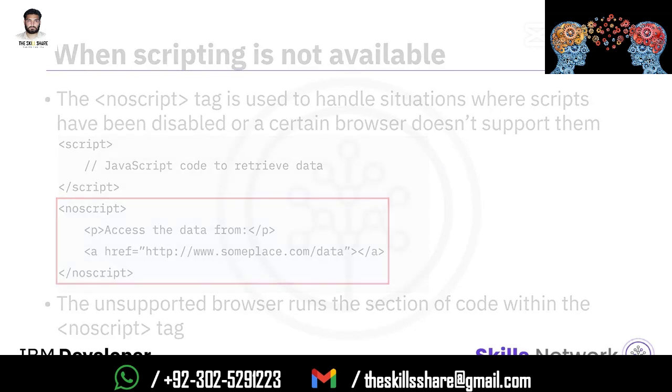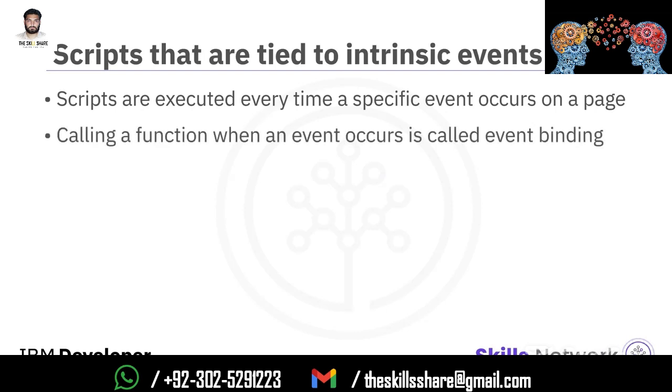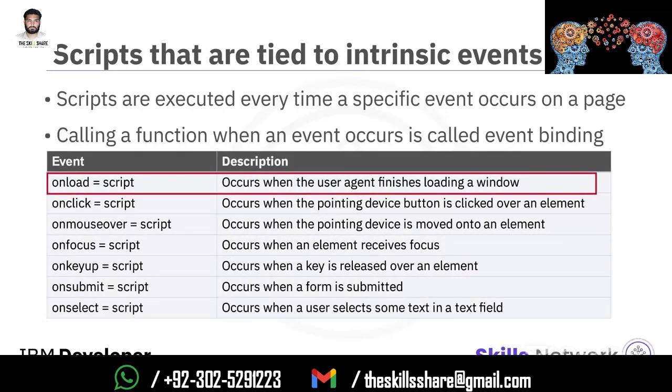Scripts can run on the detection of certain events that happen when the page is running in a browser session. Calling a function when an event occurs is called event binding. For example, the onload event can run a script when the browser finishes loading a page, or a function can be performed when the onClick event occurs.